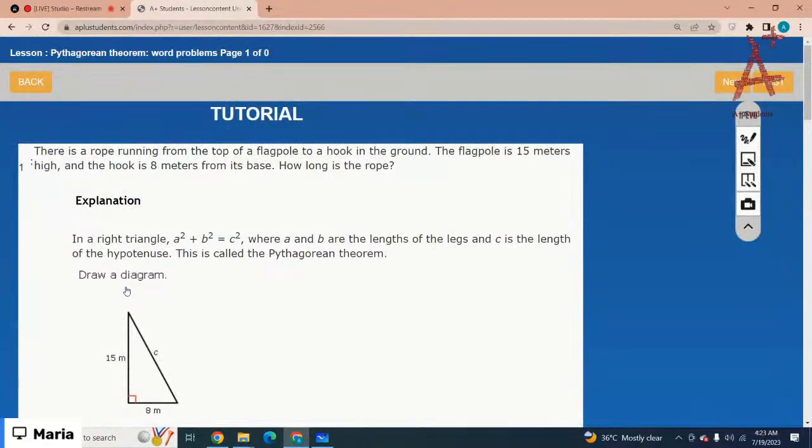Let's just start with the first example. There is a rope running from the top of a flagpole to a hook in the ground. The flagpole is 15 meters high and the hook is 8 meters from its base. How long is the rope?